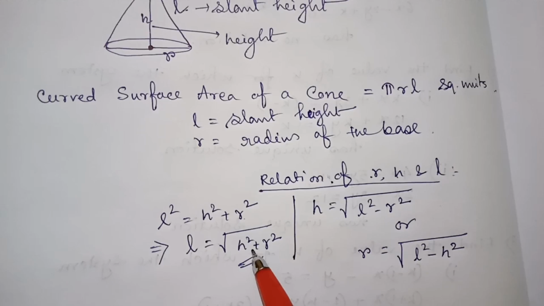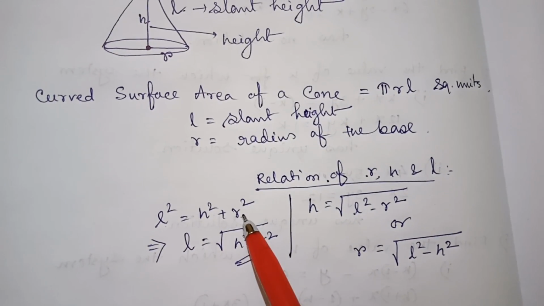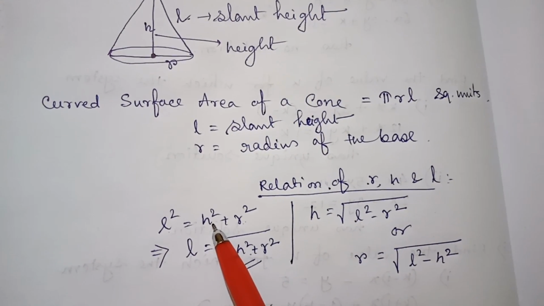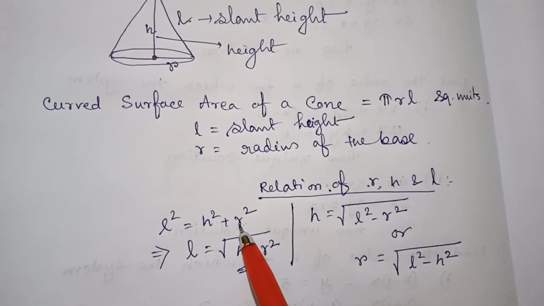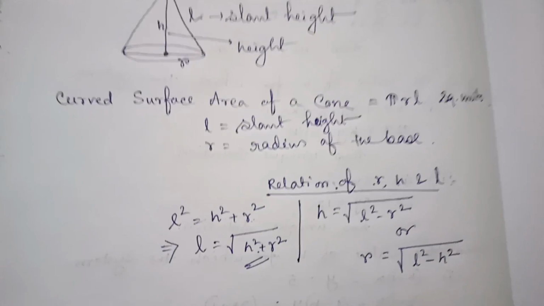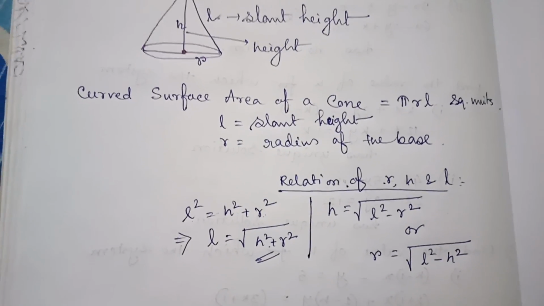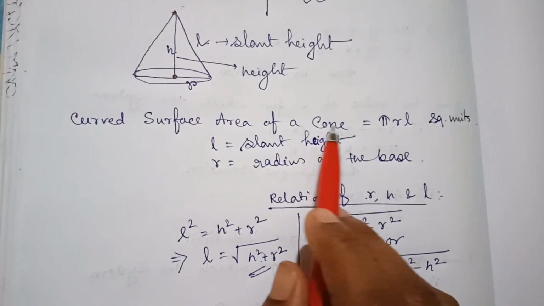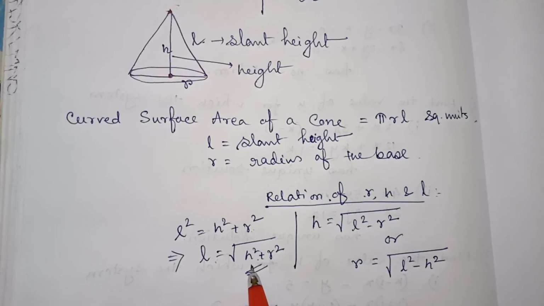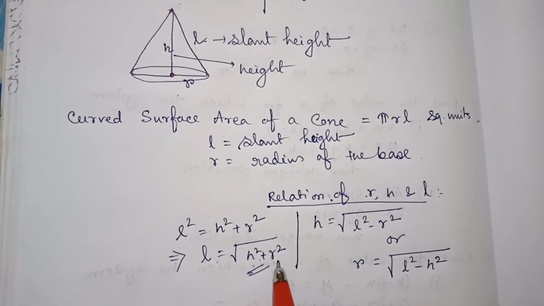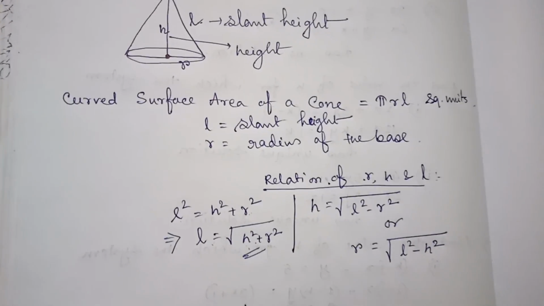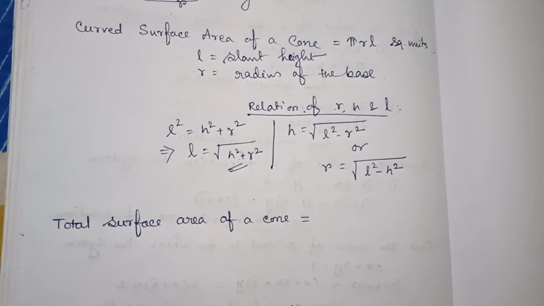So the main thing is that there are three unknown numbers. If you know any two numbers' values, the third one can be found very easily. Okay, so curved surface area of a cone is pi r l, and l's formula is root over of h square plus r square, where h is the height of the cone, r is the radius of the base and l is the slant height. Going to the next formula, that is total surface area of a cone.